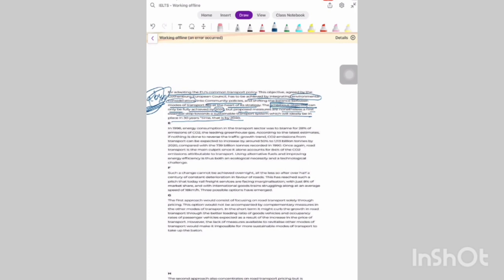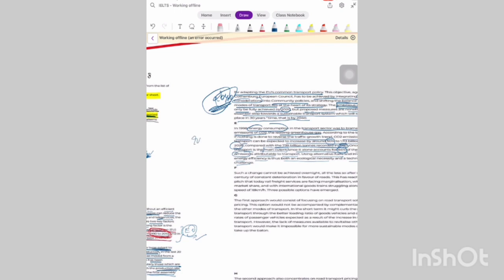In 1998, energy consumption in the transport sector was to blame for 28% of emission of carbon dioxide. So energy consumption because of 28% emission of CO2, the leading greenhouse gas. According to the latest estimates, if nothing is done to reverse the road traffic trend, CO2 emission from transport can be expected to increase by around 50% to 1,113 billion tons by 2020, compared with 739 billion tons recorded in 1990. Once again, road transport is the main culprit, since it alone accounts for 84% of CO2 emissions attributable to transport. Using alternative fuels and improving energy efficiency is thus both an ecological necessity and a technological challenge.